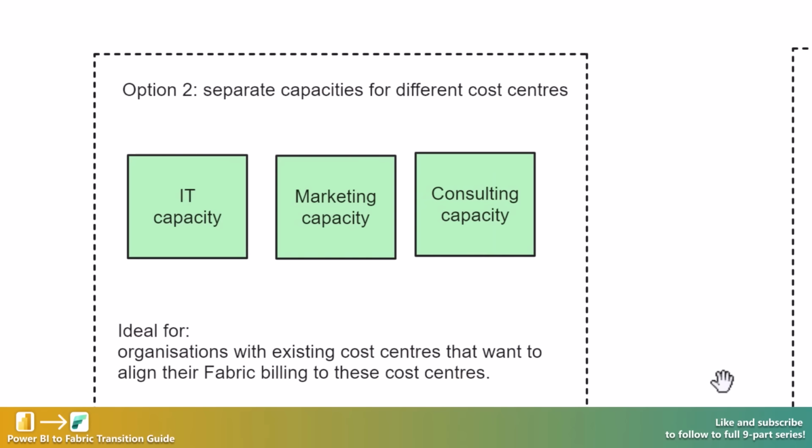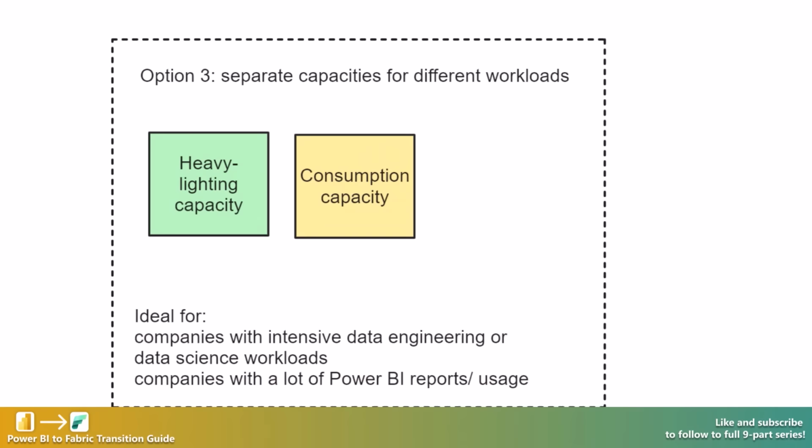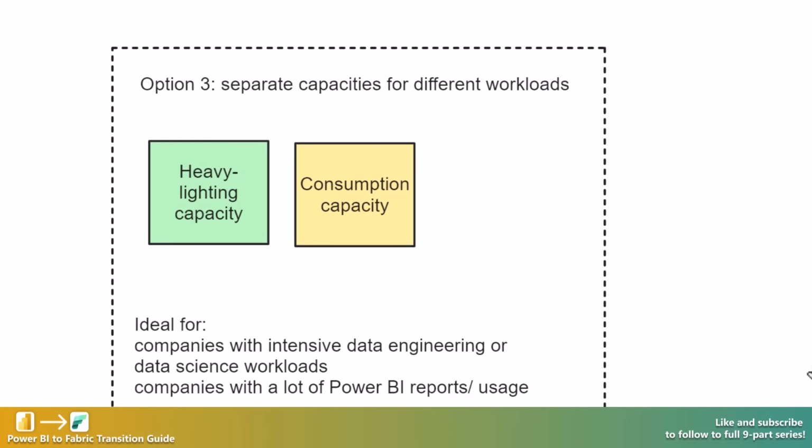Reason 3 is that you might want to split capacities based on the type of workload. So a capacity has a set amount of resource, and if either your data processing is very intensive, so you've got a lot of data engineering, or you're doing lots of machine learning training, for example, or you've got a lot of existing Power BI reports that have quite a stringent refresh schedule, lots of read operations, and you want to make sure that your Power BI consumers are getting a good experience, then you might want to split these kind of workloads out into different capacities.